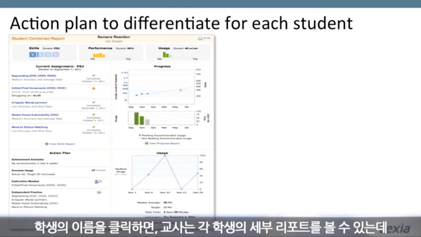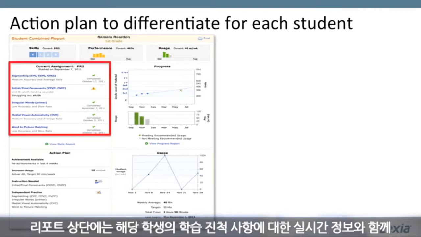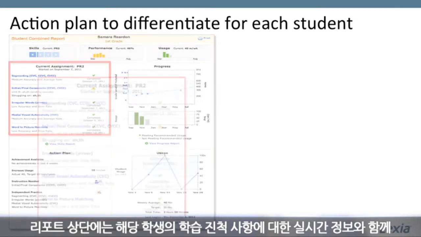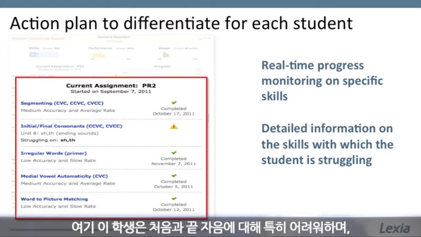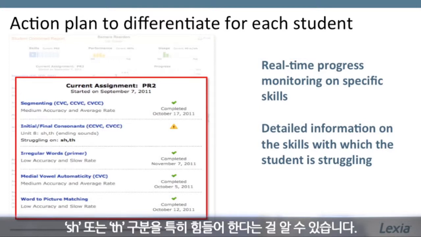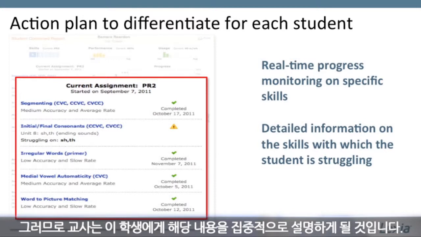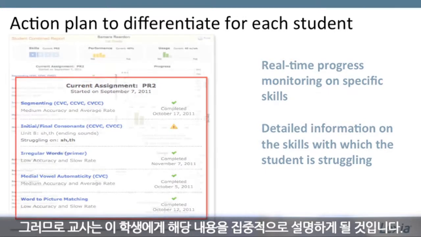By clicking on a student's name, the teacher can access a detailed report on that student's progress. The top of the report provides a real-time snapshot of the student's progress in the program, including specific information on the skills on which he or she is struggling. Here we see that the student is struggling with initial and final consonants. However, she's only struggling with the SH and TH combinations, so the teacher should focus instruction only on those skills.